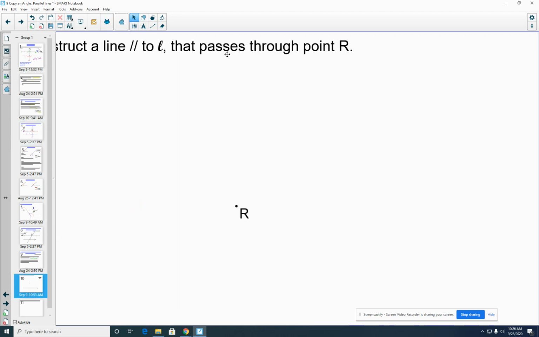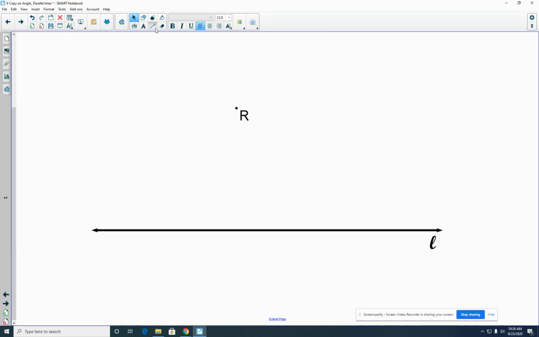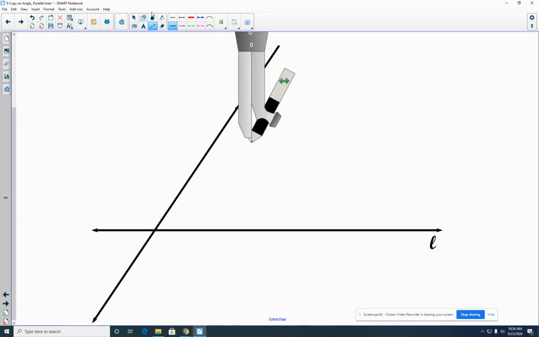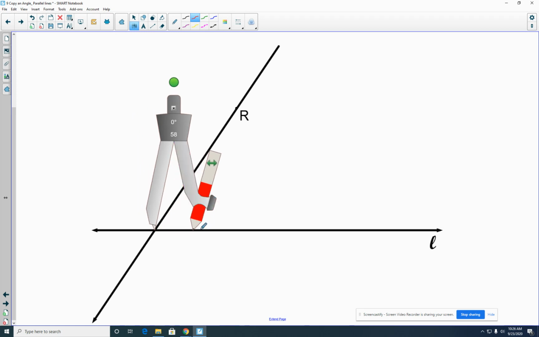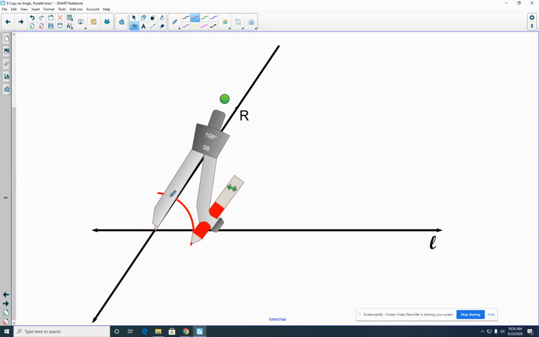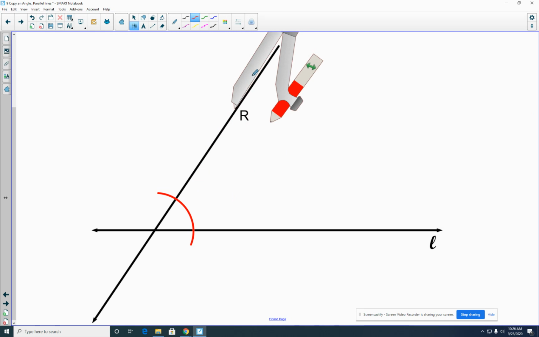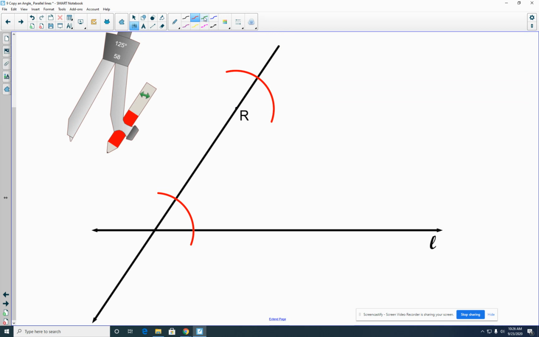So to copy the angle in order to get parallel lines, the first thing I need to do is create my angle by drawing in a line that goes through the point and the line. Then I need to take my compass and create my first arc at this vertex down here. So open this up, swing an arc that goes through both sides of my angle. Go up to R, swing the same size arc. Perfect. Now I have intersection points. My intersection points are here and here. I only have one intersection point on my new angle.